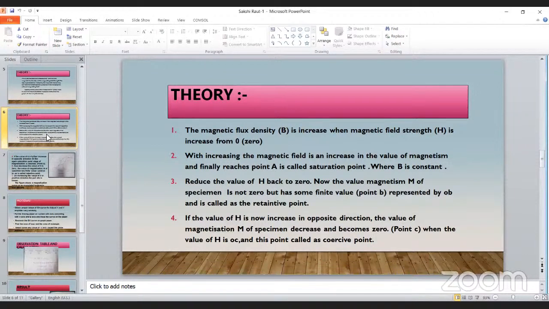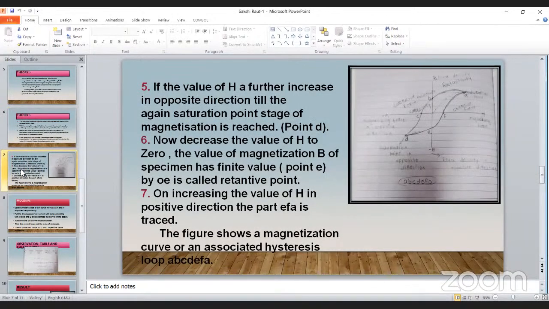If the value of H is now increased in the opposite direction, the magnetization M of the specimen decreases and becomes 0 at point C, when the value of H is OC, and this point is called the coercive point. Now, if H is further increased in the opposite direction until the saturation stage is reached again, the magnetization reaches point D.